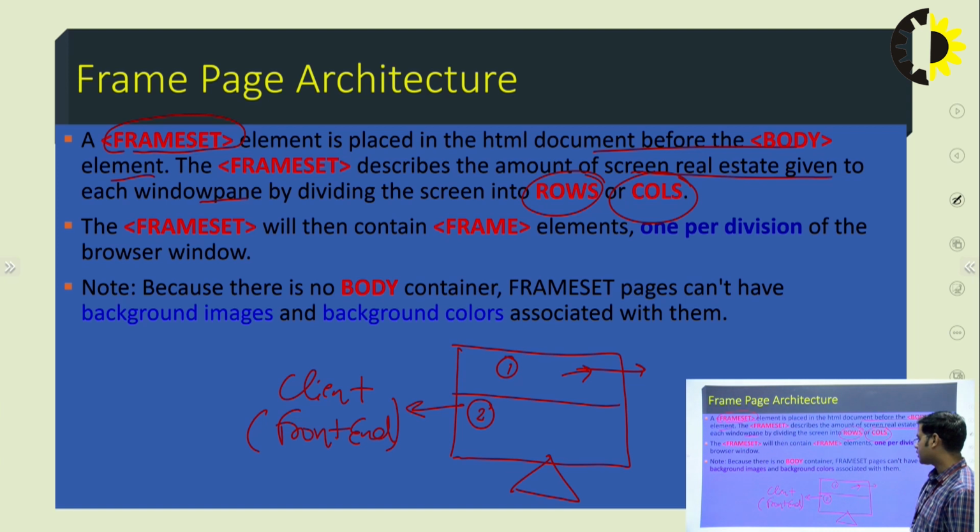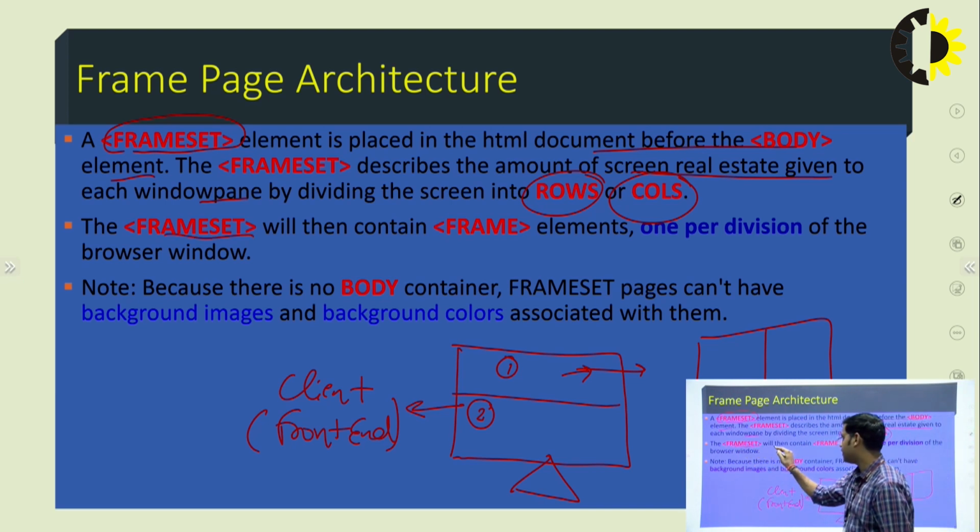Further, we can divide this screen in the form of columns. For columns, you divide the screen column-wise, column 1 and column 2. In column 1 you insert the web page. Similarly, in column 2 you insert the web pages as HTML. Okay.